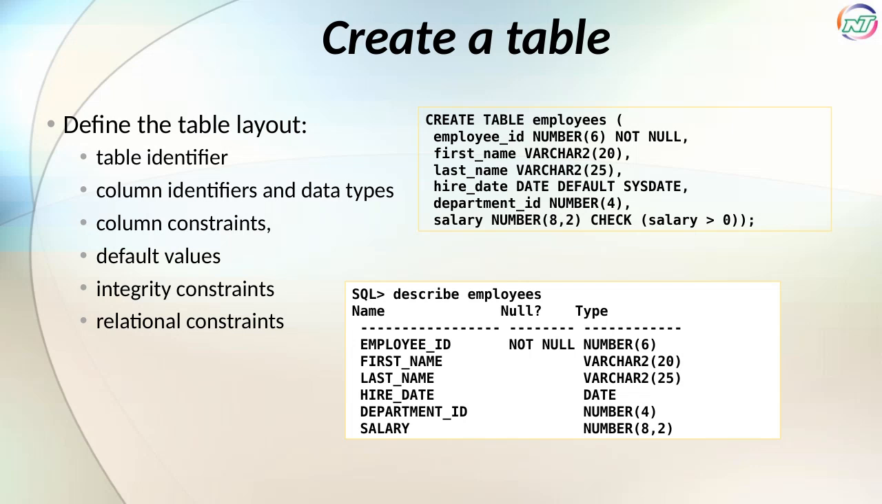For example, the create table statement for employees defines an employee ID as a required numeric field, first and last names as variable character strings, hire date with a default of the current date, department ID is a number, and salary is a number that must be greater than 0. This structure is confirmed with the describe command, which lists each column's name, nullability, and data type, providing a clear overview of the table schema.